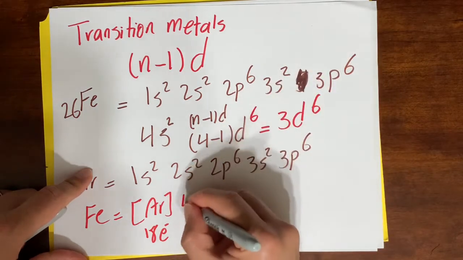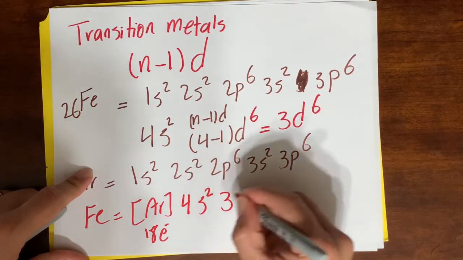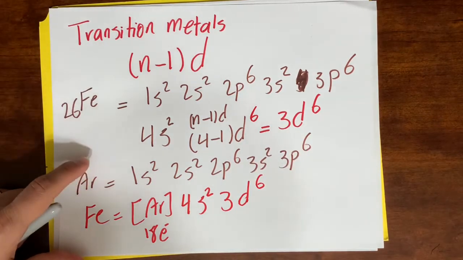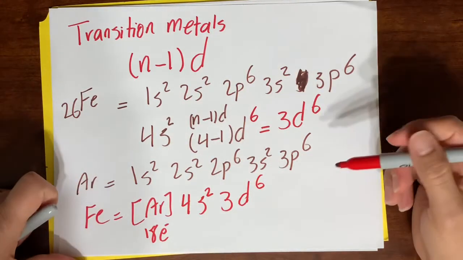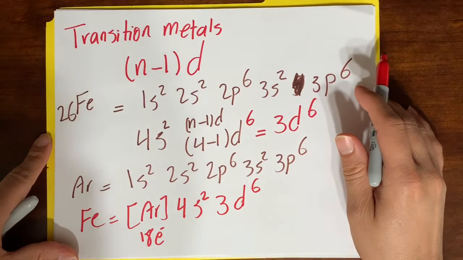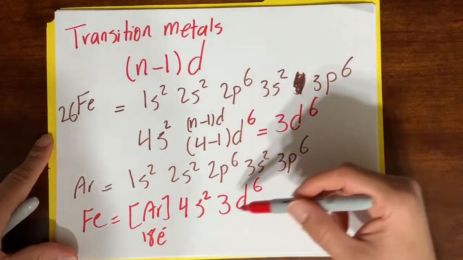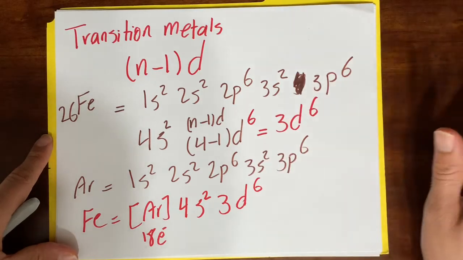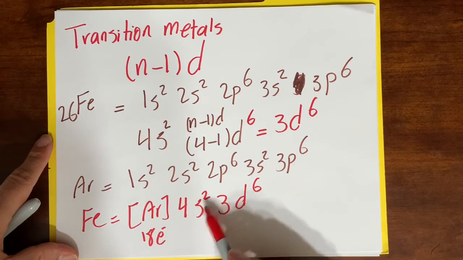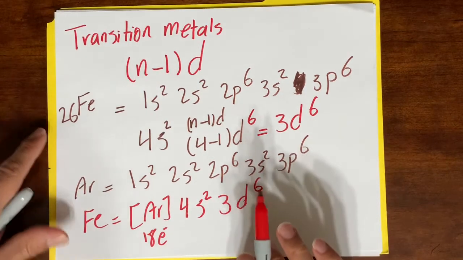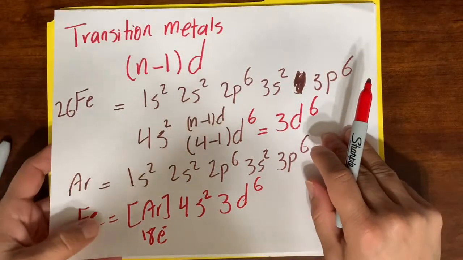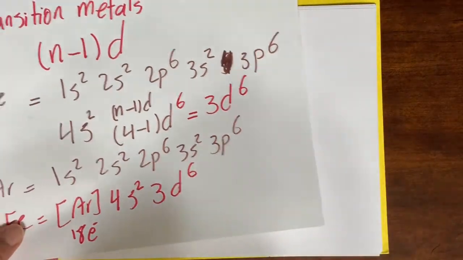Now we go with 4s2, 3d6. Remember, I told you when we write the electron configuration, we try to keep the orbitals that carry the valence electrons out. I kept 4s2 and 3d6 out, and those are the orbitals that carry valence electrons.